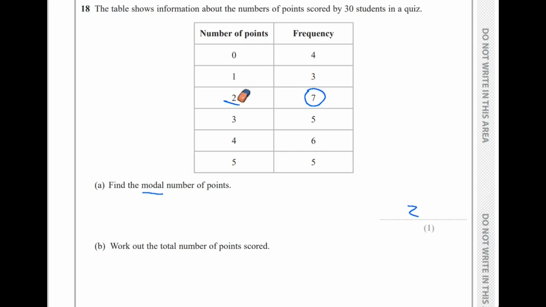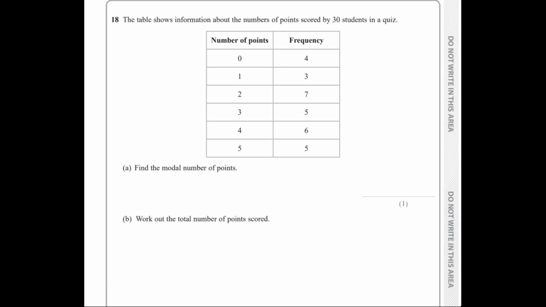Now, to work out for part B the total number of points scored, we are simply multiplying. So we have 4 students scored no points, therefore 0 times 4 is 0. 3 students scored 1 point, and we go down the table. 3 times 1 is 3, 2 times 7 is 14, 3 times 5 is 15, 4 times 6 is 24, and 5 times 5 is 25. And if we add them all together, we have a total of 81.